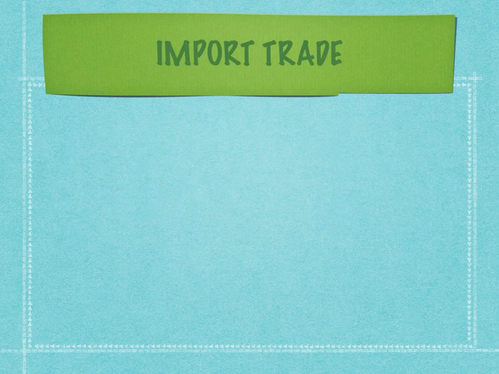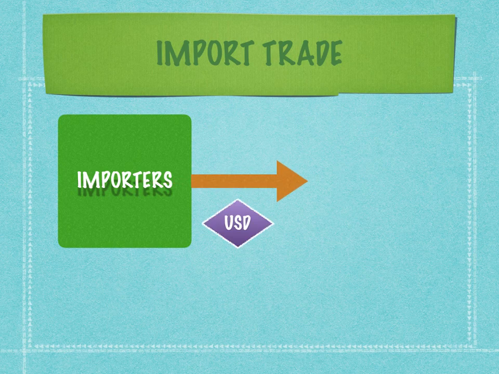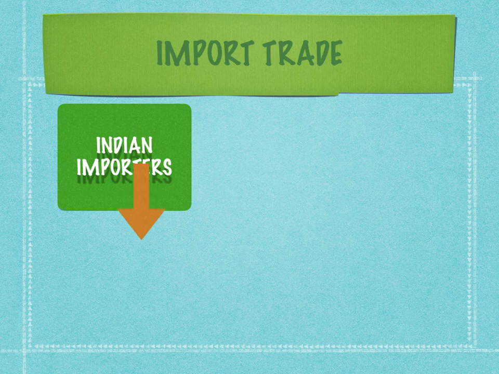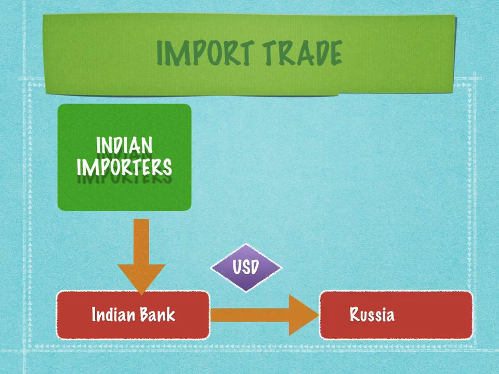Let's take a look at the payment mechanism that happened between the Indian importer and the Russian exporter in dollars. The Indian importer had to make a payment of dollars to the Russian exporter. How will he get this payment? The Indian importer will buy these dollars from the Indian bank. The Indian bank will make the payment of USD to the Russian bank. So let's understand this flow first.